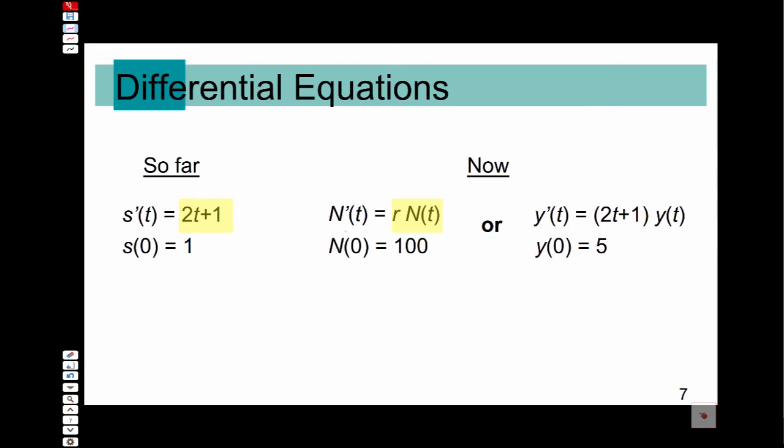Instead, the derivative n prime of t is equal to some constant times n itself. And so we can't anti-differentiate the right-hand side to get the solution because we don't know what n of t is. As a result, we're going to have to learn other techniques for solving this kind of differential equation. And more generally, we might have a differential equation that mixes both of these two scenarios. For example, we might have a differential equation for y, where y prime is equal to some function of t, 2t plus 1, times the function y itself. And again, we're going to need to learn other techniques in order to solve this kind of differential equation.